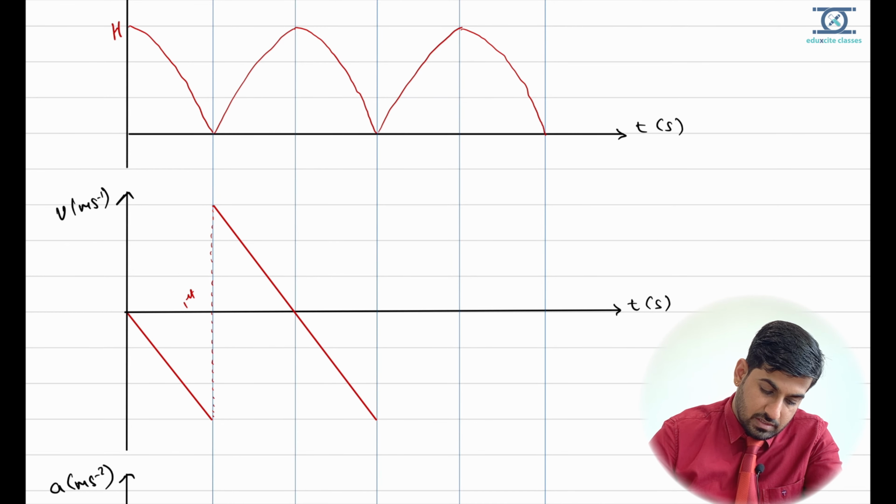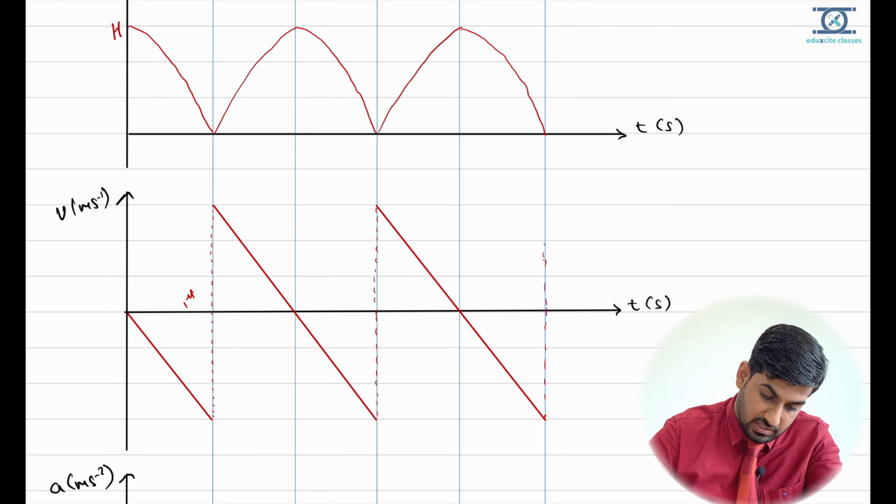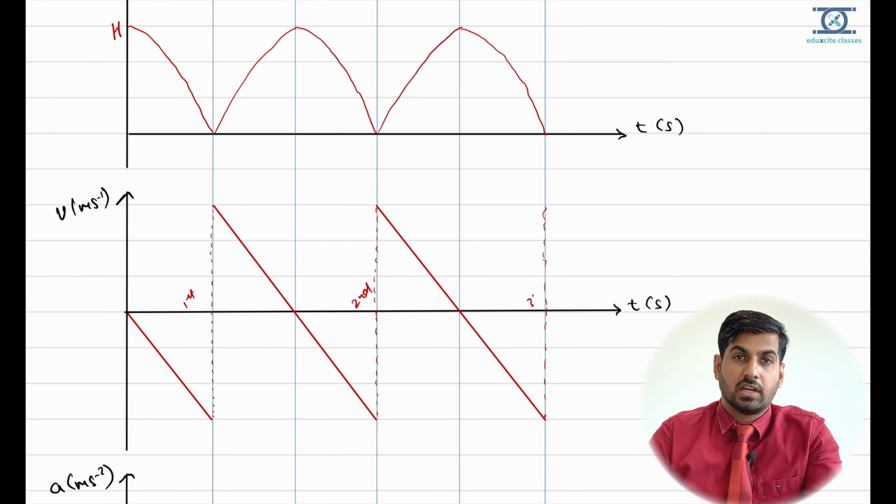Okay. Then this will be your second bounce. Again it will repeat and it will go like this. And here it will be the third bounce. And it keeps on. So the first, second and third. It will be like this. I hope it is quite clear.